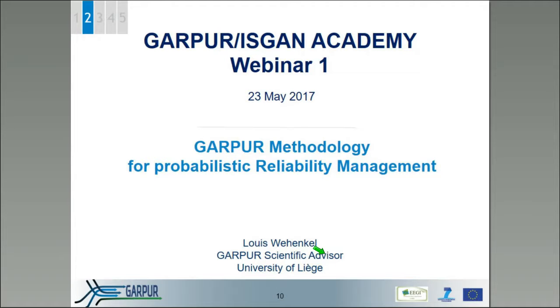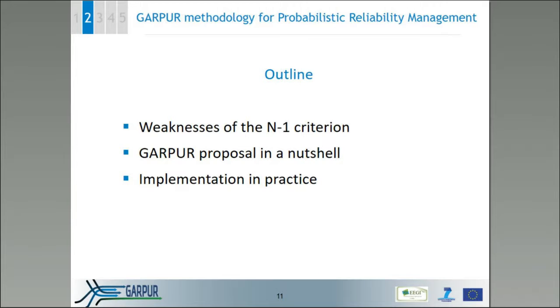Good afternoon, everybody. So my name is Louis Henkel, and I'm a scientific advisor of the GARPUR project. And I will introduce the methodology for probabilistic reliability management proposed by GARPUR. First of all, I will highlight a little bit the different weaknesses of the N-1 criterion, then talk about the proposal in a nutshell, and talk a little bit about its implementation in practice.